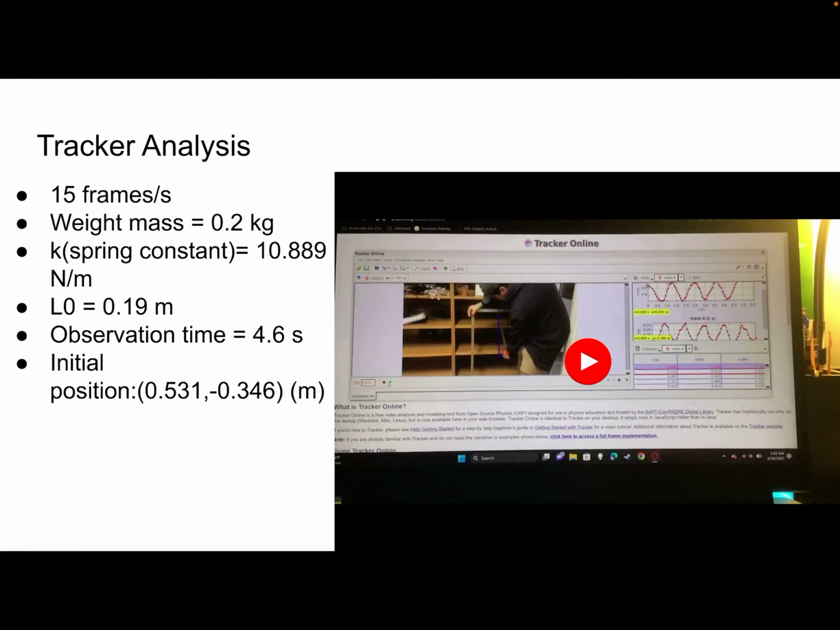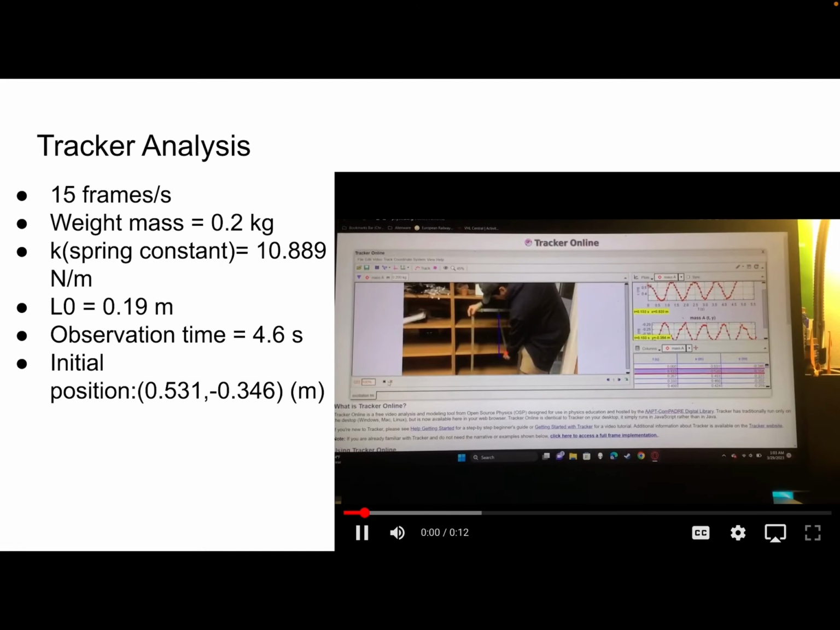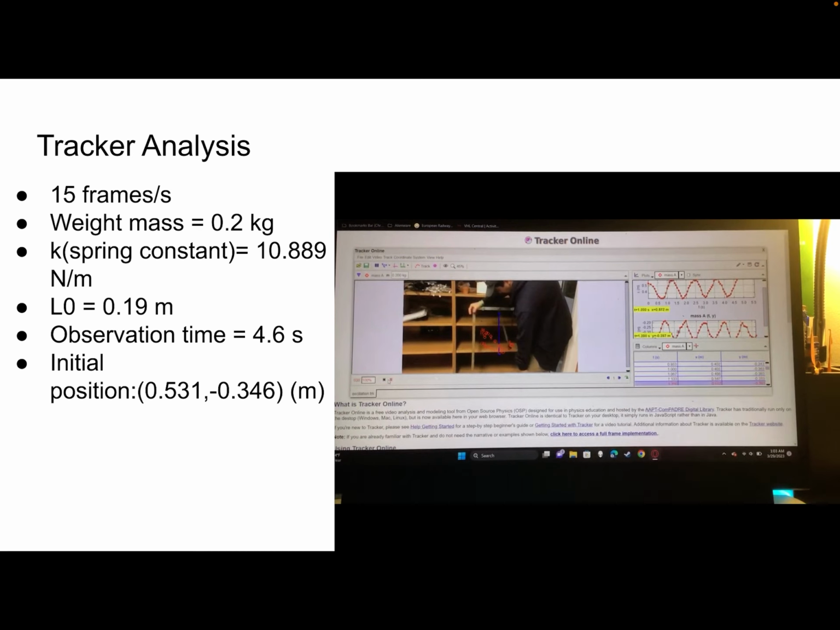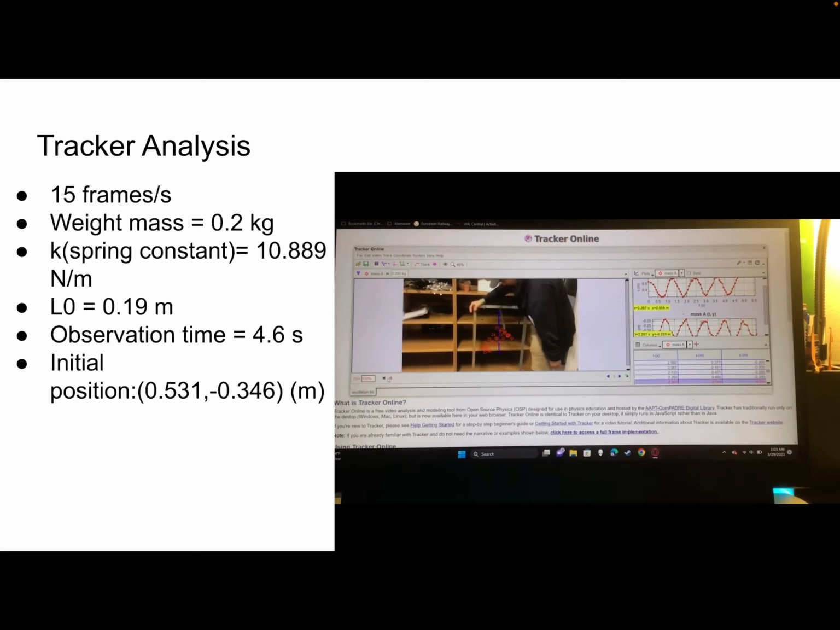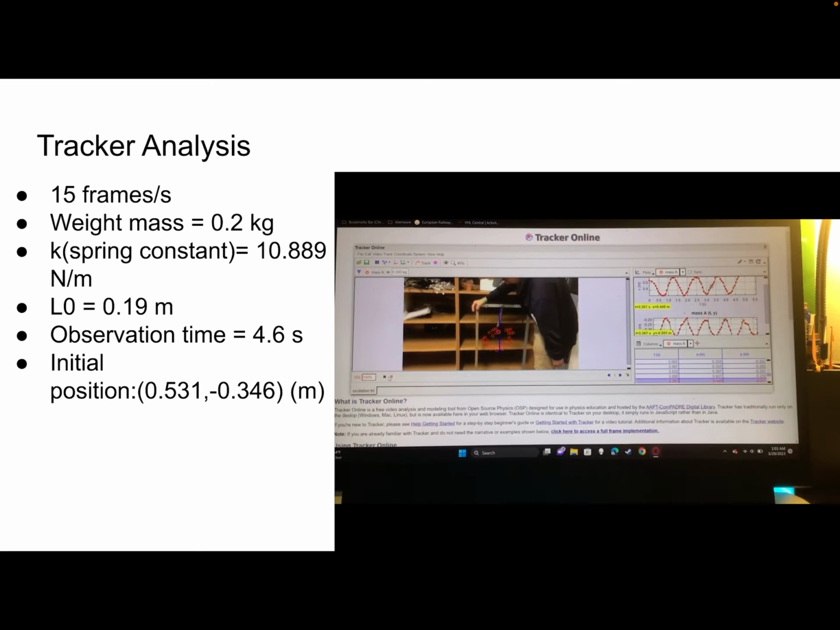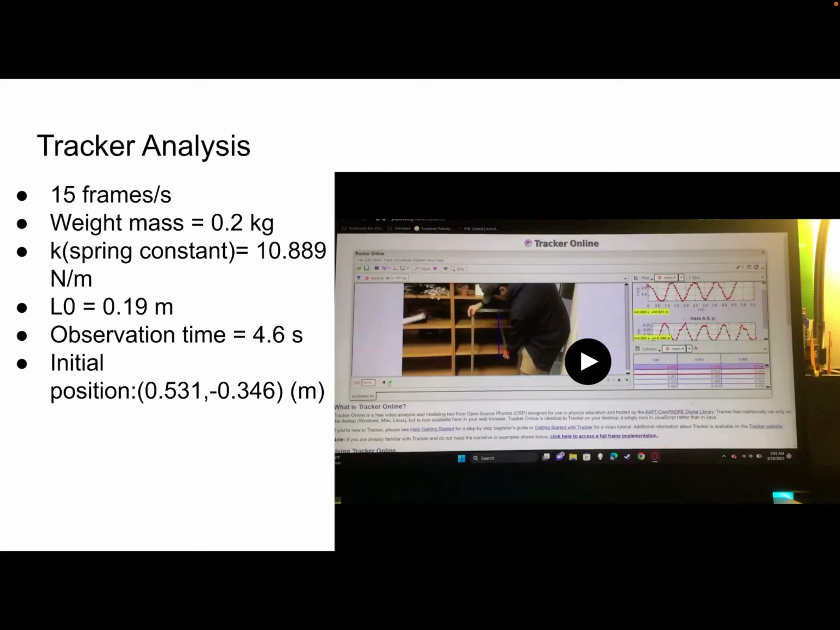So in the tracker analysis, as shown in this video, I had 15 frames per second. The weight of the mass was around 0.2 kilograms. The spring constant was around 10.9 newtons per meter. The initial length was around 0.19 meters. The observation time was around 4.6 seconds. And the initial position was 0.531 meters in the x-axis and negative 0.346 in the y-axis. Sorry about that.